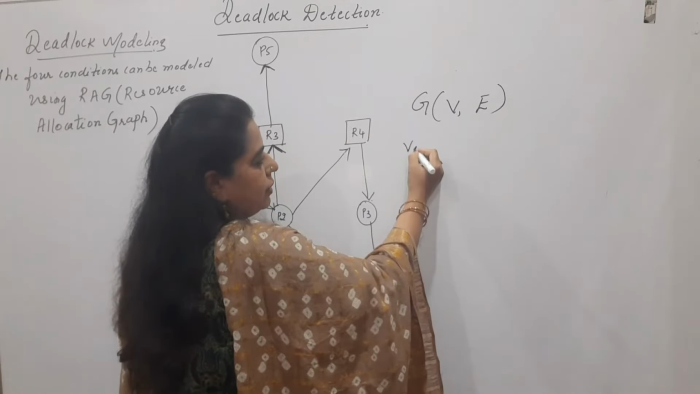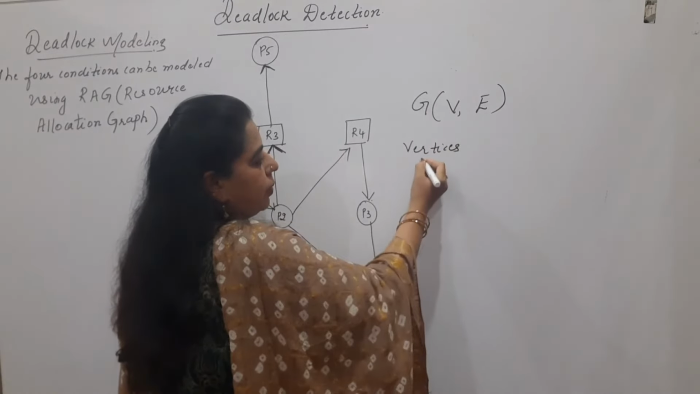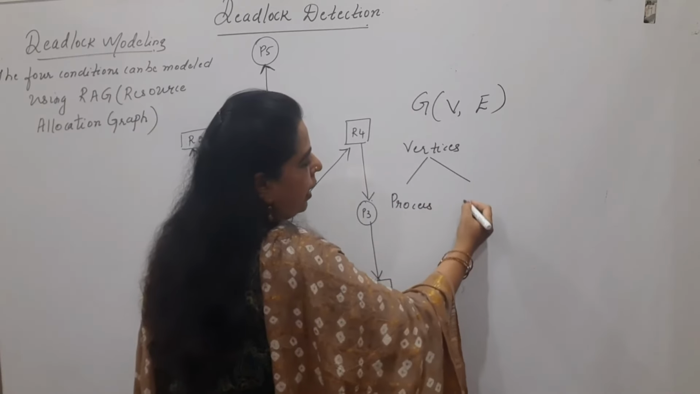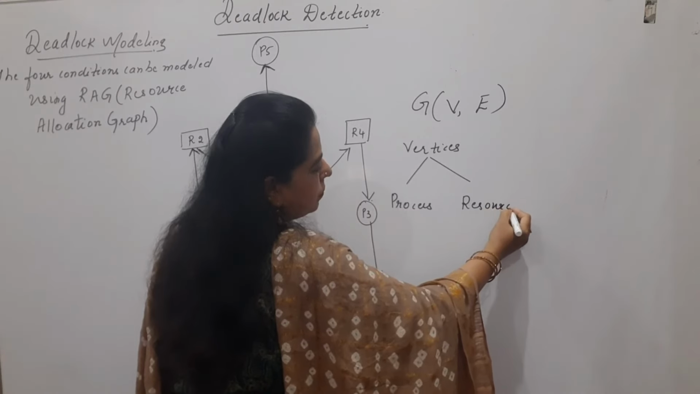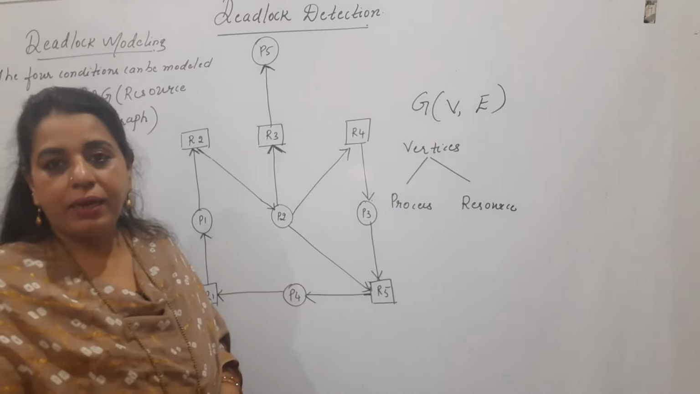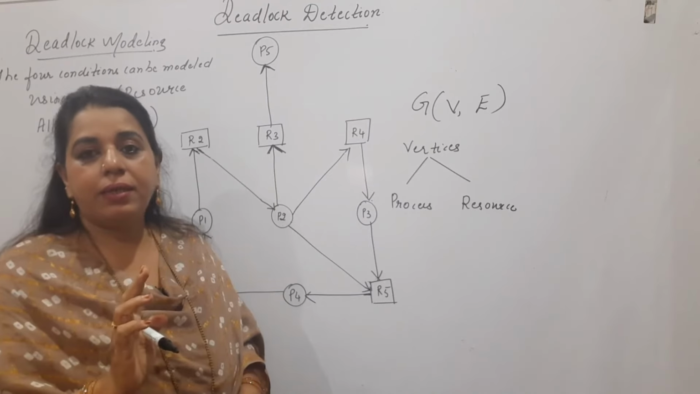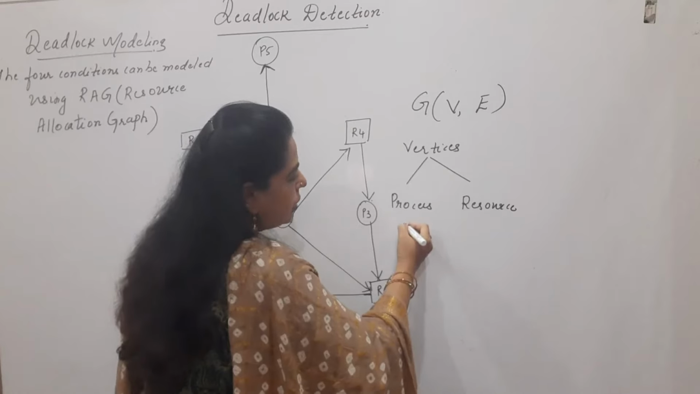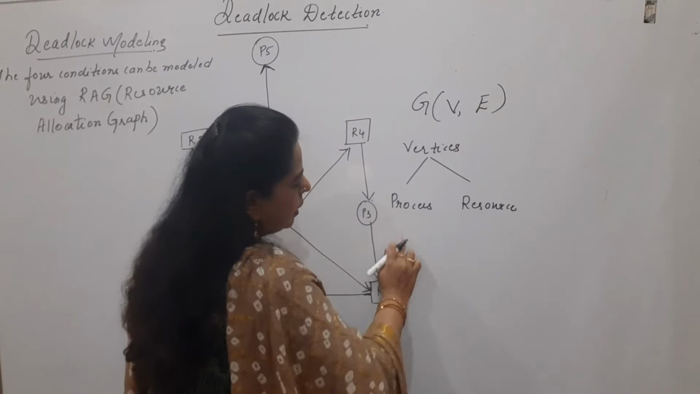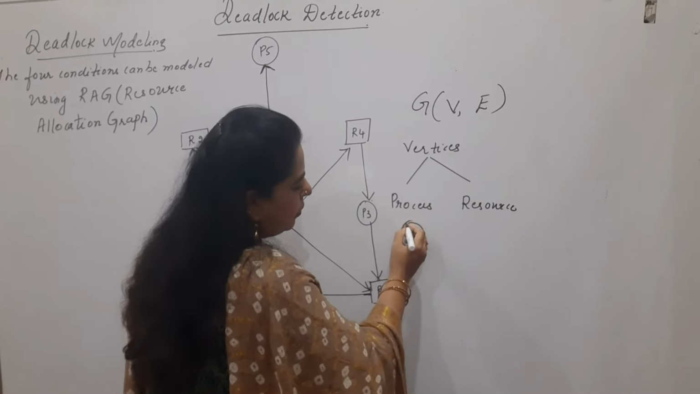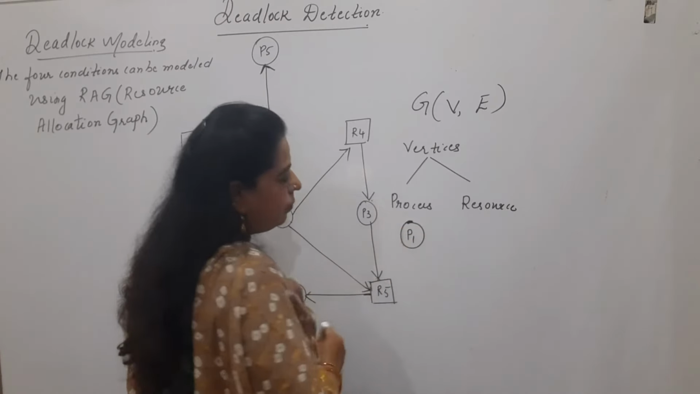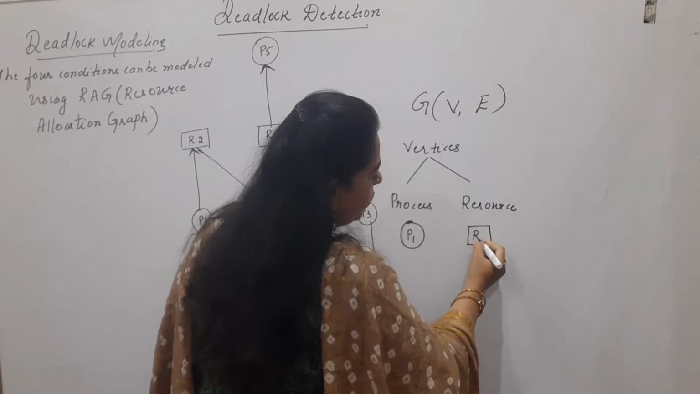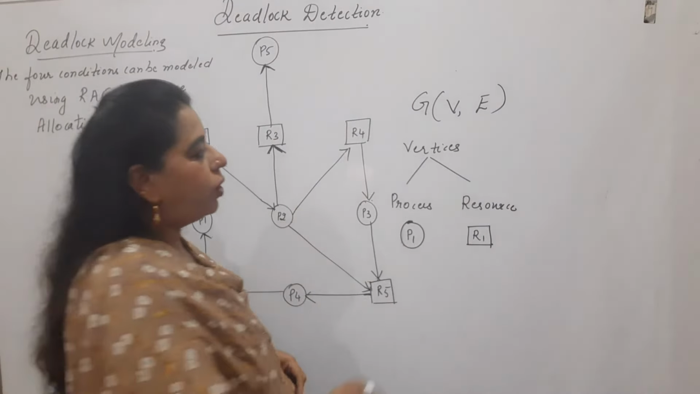Now of these vertices, one vertex will be of the type process, and the other will be a resource. Two types of vertex exist in this RAG: one is the process and another is the resource. For a process, normally you use a circle notation, which I showed you in the previous session also. Process P1 can be indicated like this, whereas for the resource in the graph, you use a square.